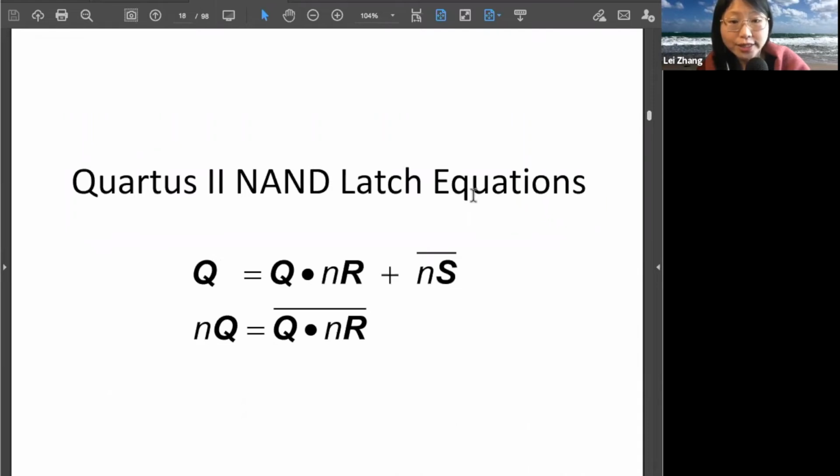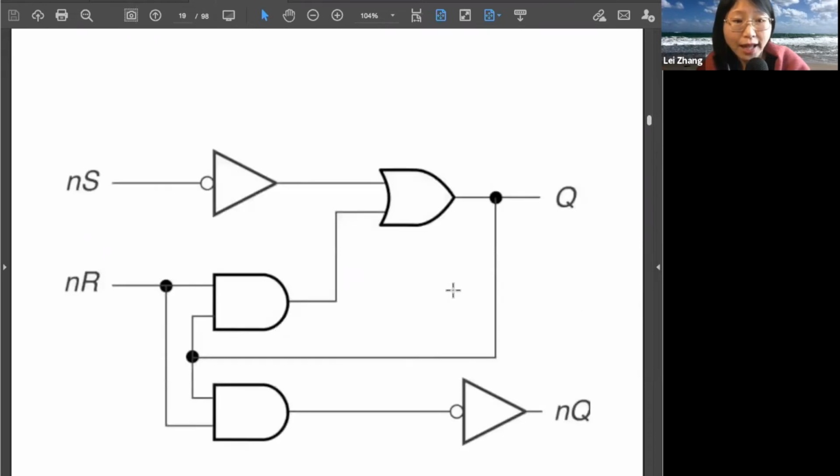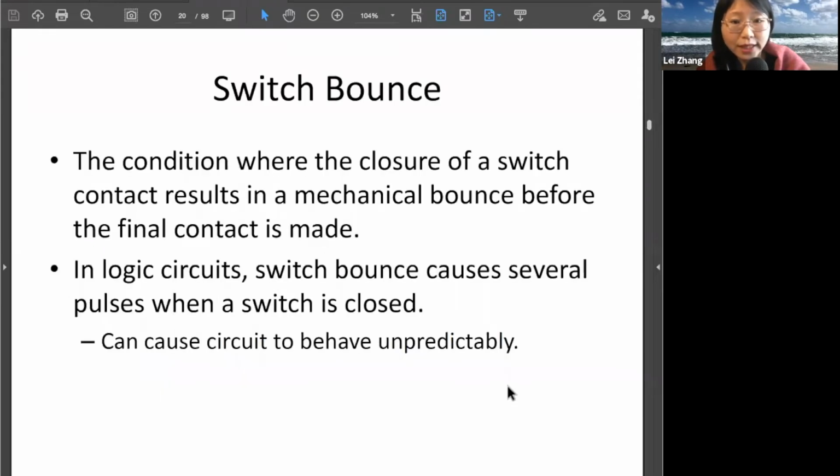So the equation, again, is going to be the same no matter what tools you use, Cortex or Vivado. It's going to be the same equations for the latch, and the circuit of this is going to be the same for both as well.